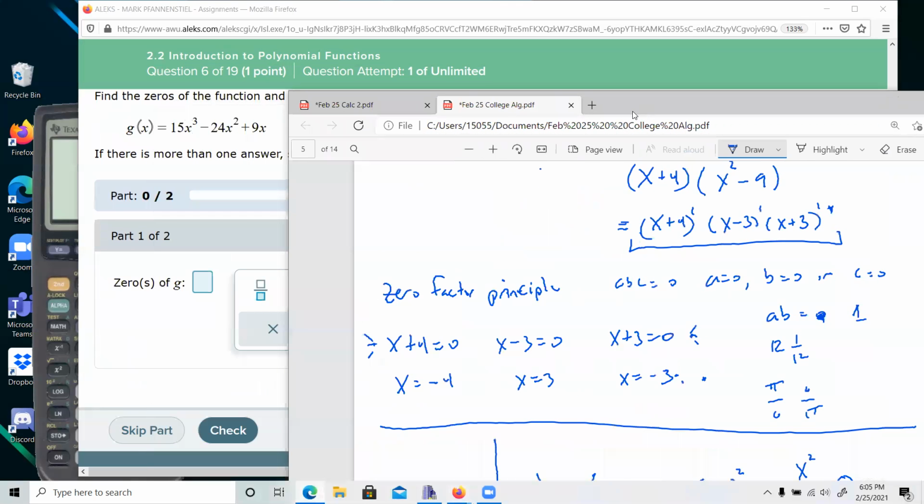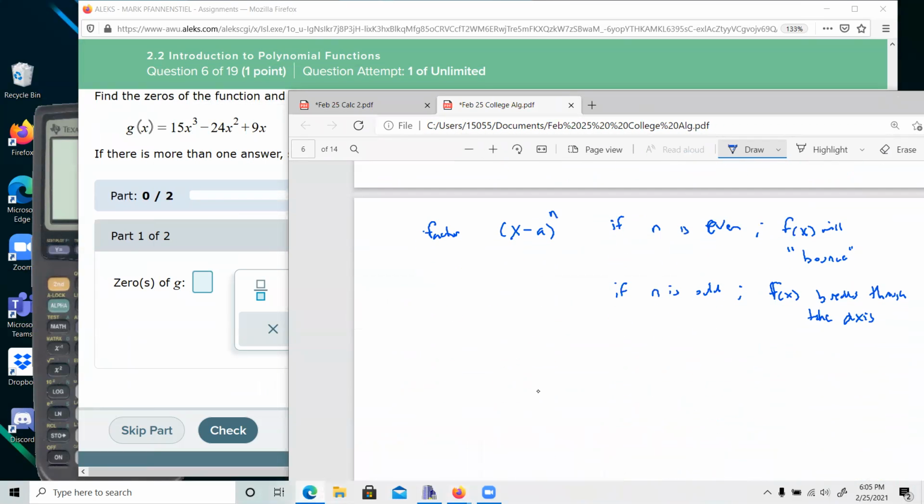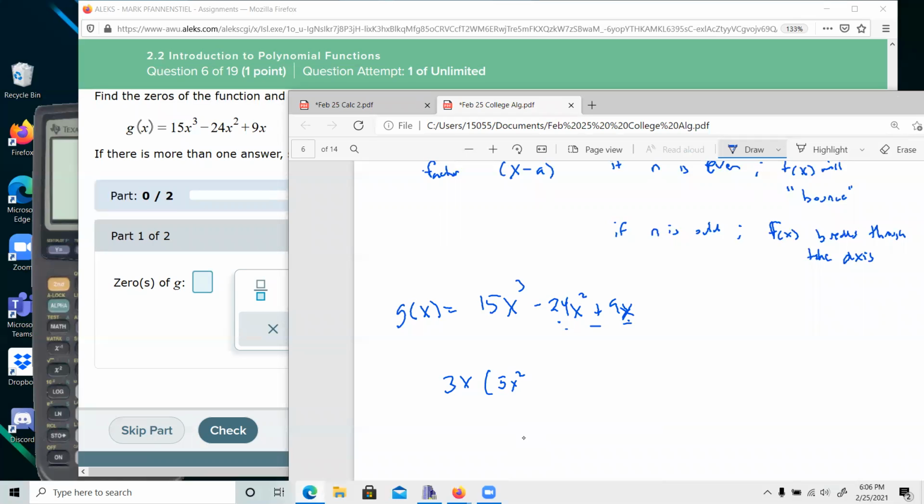Okay, so here we have g of x is equal to 15x cubed minus 24x squared plus 9x. Now, what I'm looking at for this one is that at least there's an x common to everybody, but there's also a 3. So if we pull 3x out, what am I going to have left here? Well, I'm going to have 5x squared. And I check this as I'm doing it. 3x times 5x squared, does that give me 15x cubed? Yeah, okay.